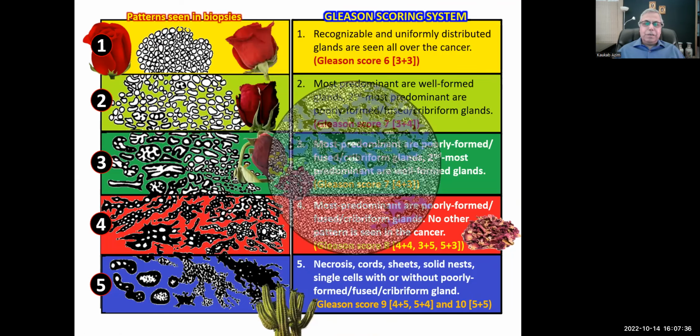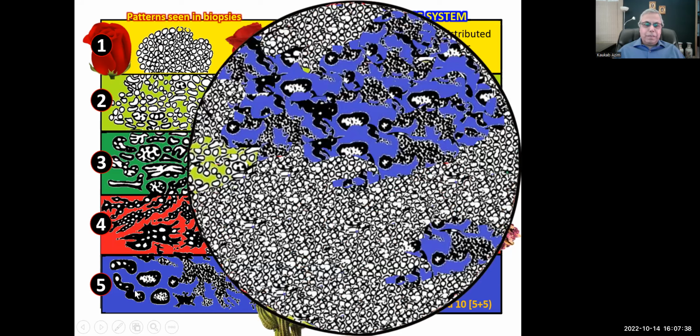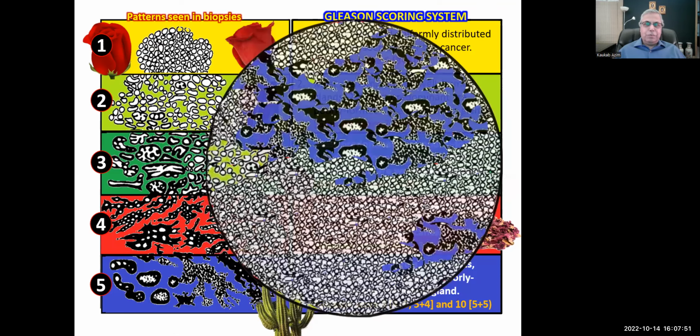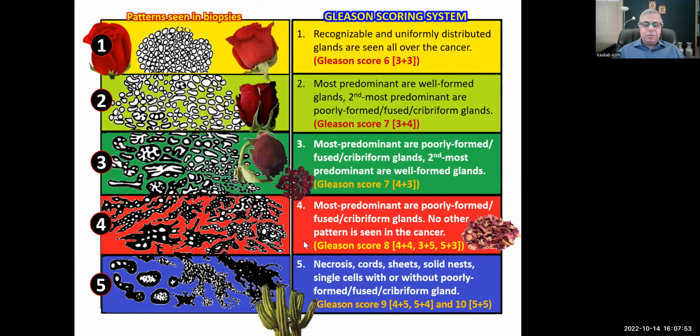Here is another pattern. You see just one pattern, no other pattern. So now, because you have to give 2 scores, you'll write 5 plus 5, okay? Because you're seeing one pattern, you'll count that twice. Now your Gleason score is 10. So this is how you assign a Gleason score, and that shows the aggressiveness of the cancer.